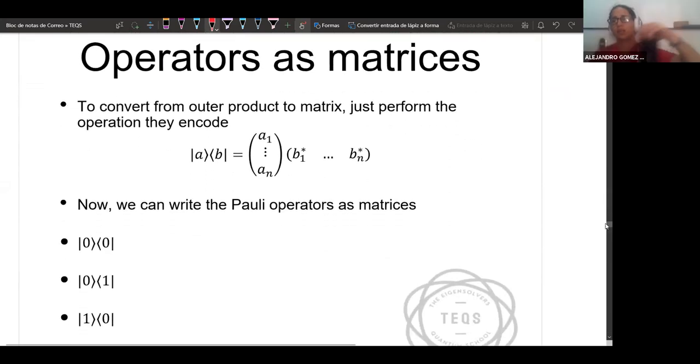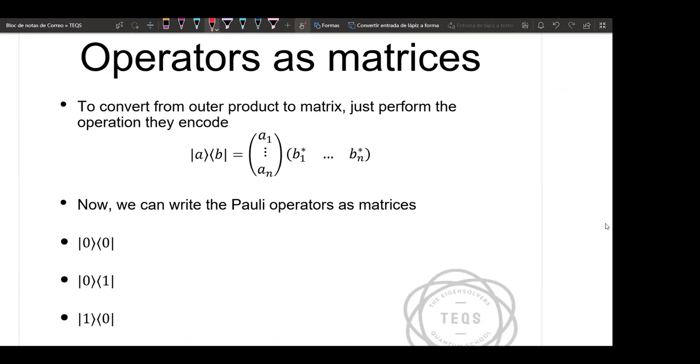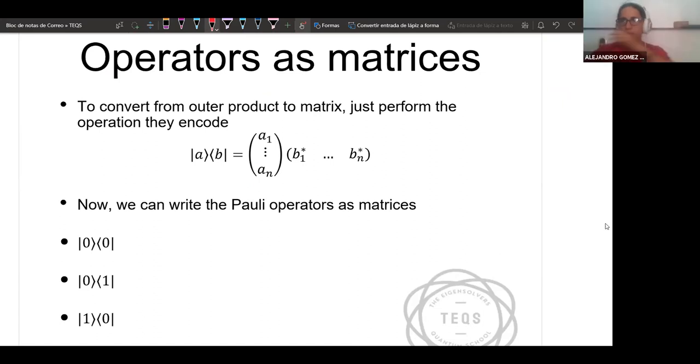Now let's see what I promised above, to see those operators as matrices. So a matrix is another way of organizing numbers. We have the vectors, but we can arrange numbers in other ways. So a matrix is a two-dimensional array. And how are we going to get matrices or two-dimensional arrays from these two vectors? We have to make this operation.